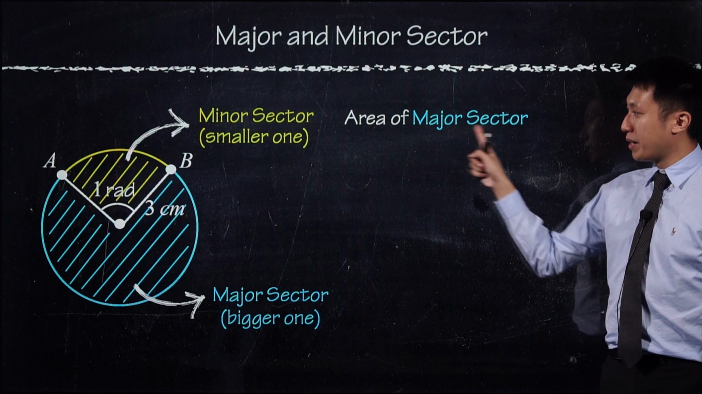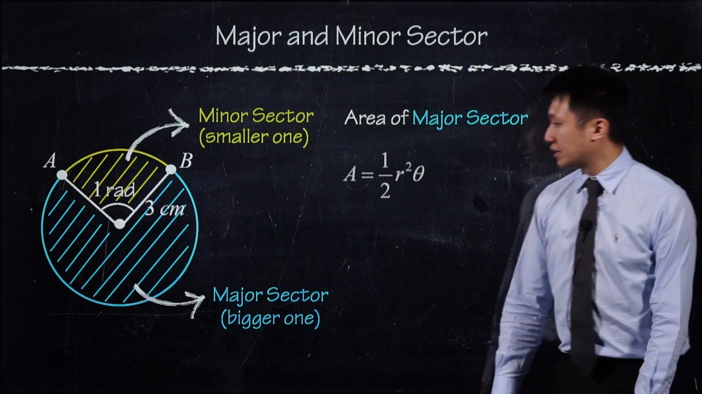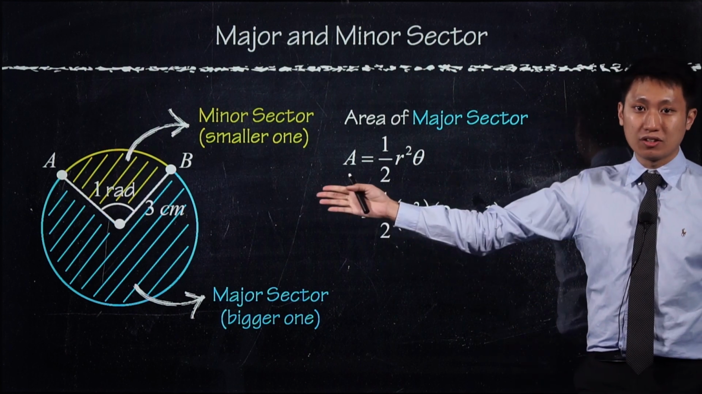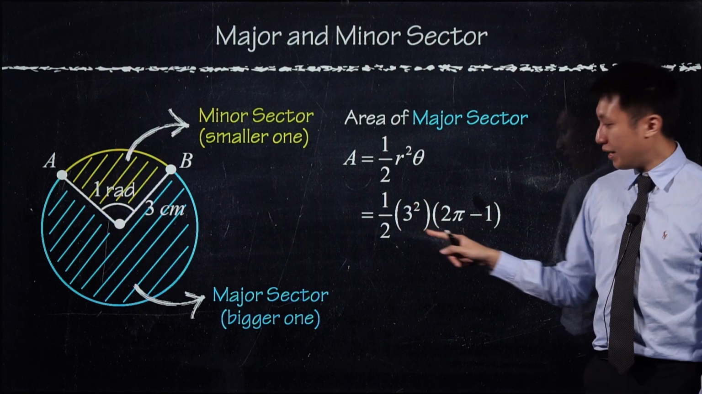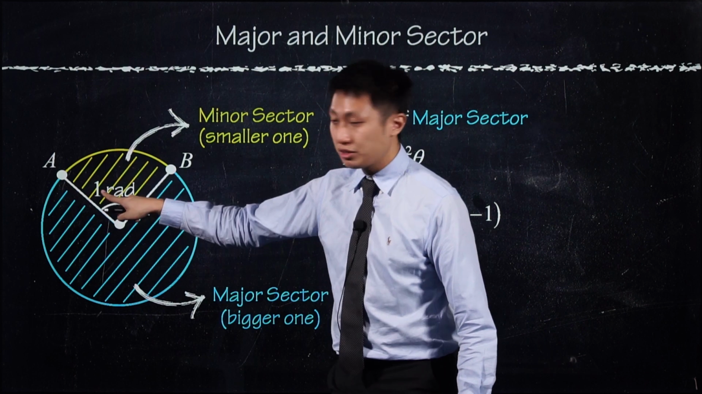Okay, area of major sector. What do you think? It is equal to half r squared theta, and r is 3. No problem, I mean 3 squared. Okay, then what is the theta?